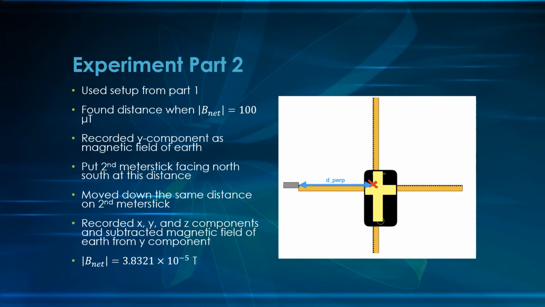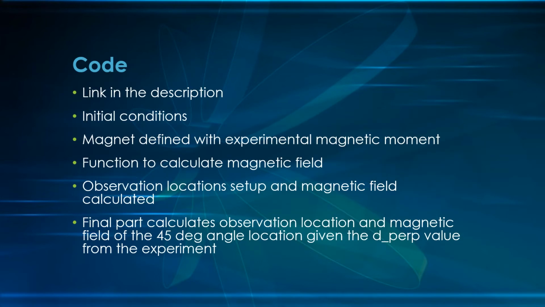For the second part of the experiment, I used the same setup as from part 1, and I found the distance at which the magnitude of the net magnetic field was equal to 100 microteslas. I recorded the y component here as the magnetic field of the Earth. Then I placed a second meter stick facing north-south at this distance, and I moved down the same distance on the second meter stick. Here I recorded the x, y, and z components and subtracted the magnetic field from the y component to get the net magnetic field at this observation location to be 3.8321 times 10 to the negative 5 teslas.